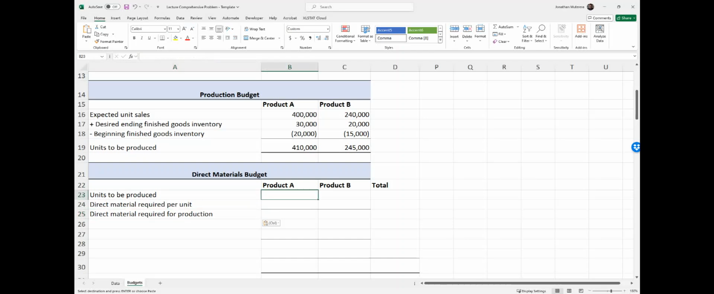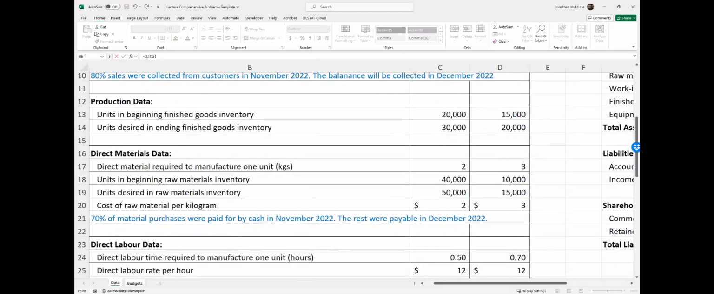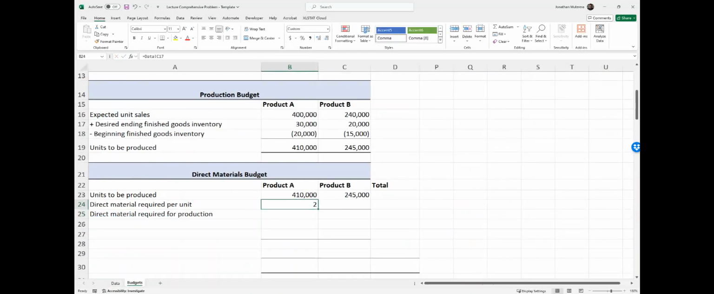So how many units are we going to produce? That information is going to come from your production budget. So 410 units for product A, 245,000 units for product B. How much material is required to manufacture each of these units? Well, we're given that information in the data: 2 kgs for product A and 3 kgs for product B.